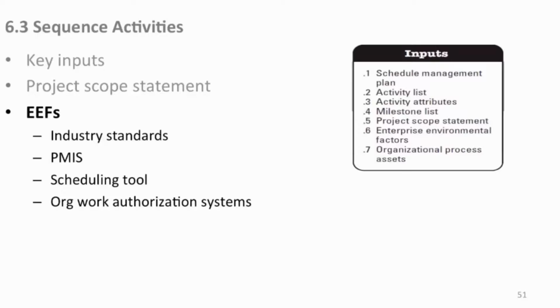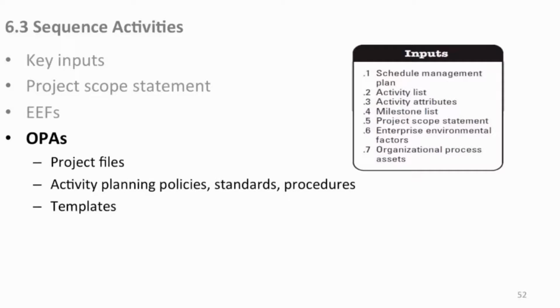And your work authorization system may have some bearing on how you sequence these too, so we'll see about that. Process assets, your project file, you can always review them, see how other projects have done it. Activity planning policies, there may be guidance for you to do this right, and you may have templates that will help you create your activity diagram.